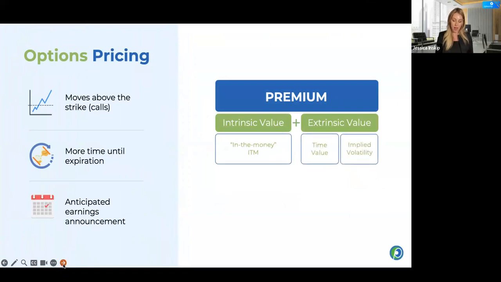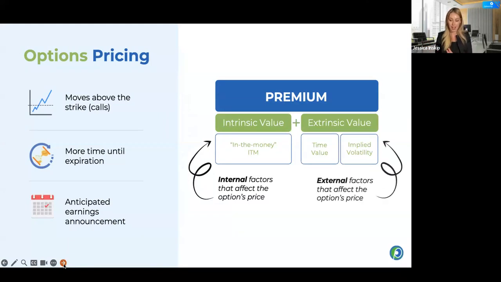Extrinsic value is made up of time value and implied volatility. Intrinsic value just really means internal factors that affect the option, and extrinsic value is external factors that affect the option. So we'll break that down with the examples that I have on the left. If you have the right to buy ABC at $100 per share, and the stock ABC is moving above your strike price of 100, I said 110 earlier, that means that your option has intrinsic value, executable value, because you could execute upon the rights of that contract, buy 100 shares of ABC at $100 per share, and immediately sell it at the market at 110. That has to be worth at least $10 per share. It's normally going to be worth that intrinsic value at expiration.